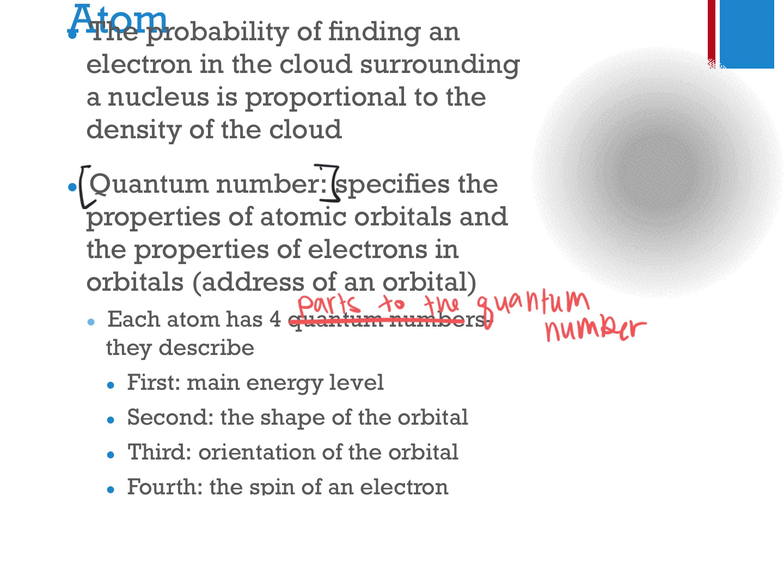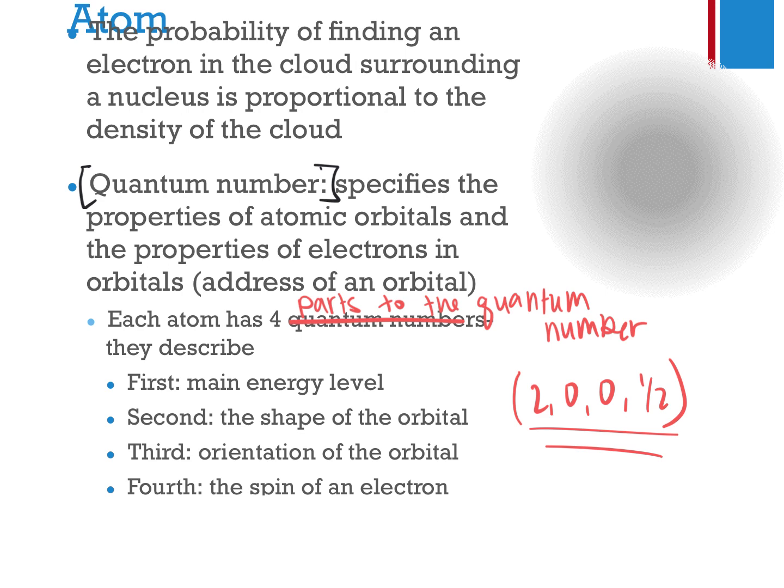Just like your address has 4 parts, right? You have your house number, your street, then city, state, then zip code. Your address has 4 parts to it. So just like that, the address of our electrons has 4 parts to it. Typically a quantum number is listed in parentheses with 4 numbers following it, in this kind of format. So when we say quantum number, we mean this 4-part address.